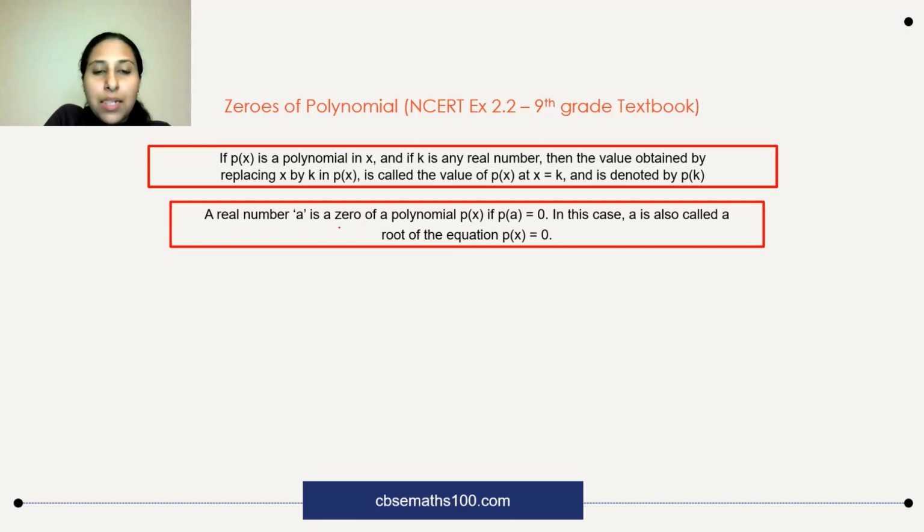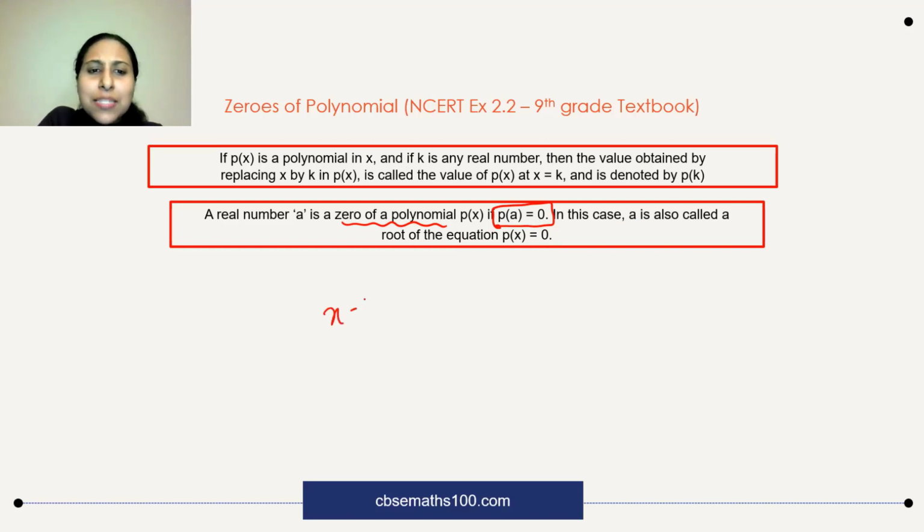Zero of a polynomial is basically a value which you can put for x, where when you substitute instead of x, wherever x comes in the polynomial, you're substituting a, you're going to get p of a equal to 0. So here what happens is a is also called a root of this equation, p of x equal to 0.